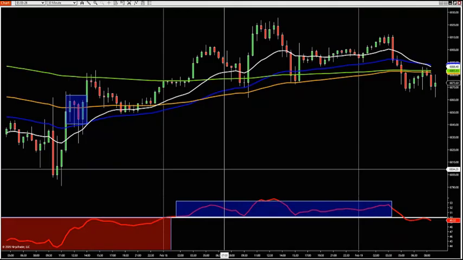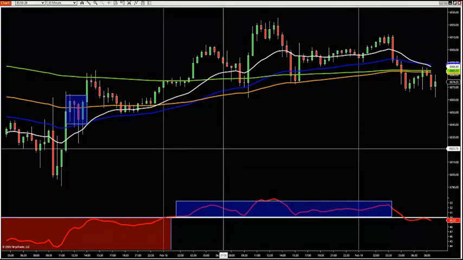Because if we're going to buy pullbacks, we need to know if the market has strength. And if we're going to sell pullbacks or short pullbacks, we need to know if the market has weakness. So essentially what we're doing is buying strength and selling weakness.